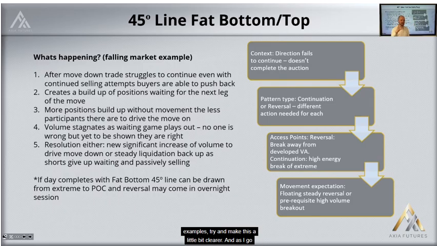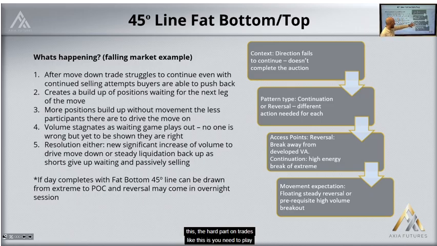I'll show you some examples to try and make this a little bit clearer. And as I go through them, think back to what's going on here, to the step-by-step process. Directional fail. So we get a sort of incomplete auction, a fat bottom. You then end up with either a continuation or reversal, and you'll get either a float back up, or you need volume, you need energy, you need acceptance below to keep the move going.